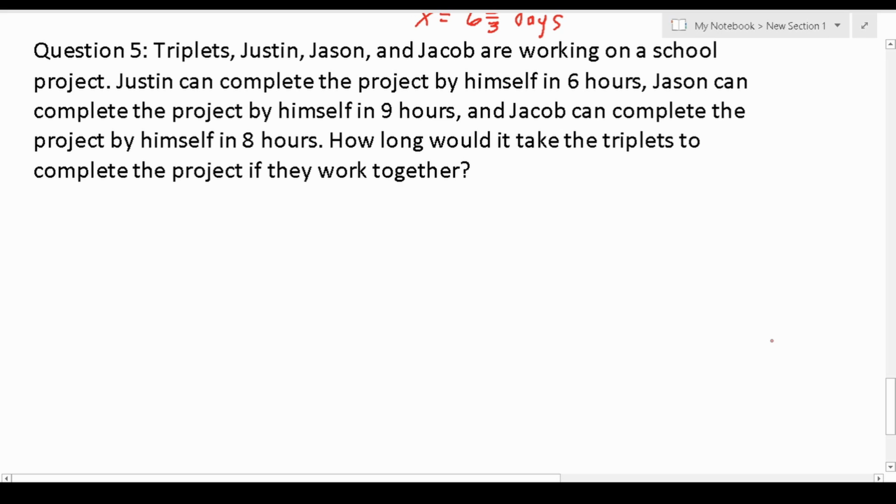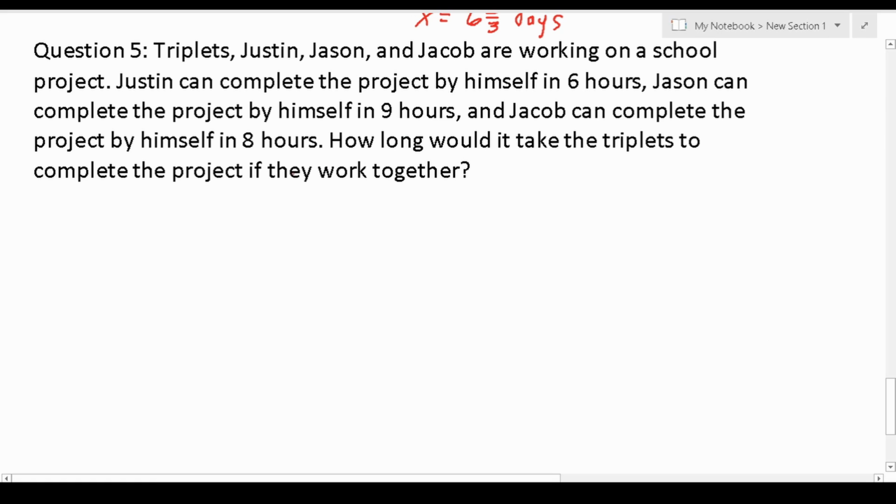All right, question 5 says, triplets Justin, Jason, and Jacob are working on a school project. Justin can complete the project by himself in 6 hours. Jason can complete the project by himself in 9 hours. And Jacob can complete the project by himself in 8 hours. How long would it take the triplets to complete the project if they work together?